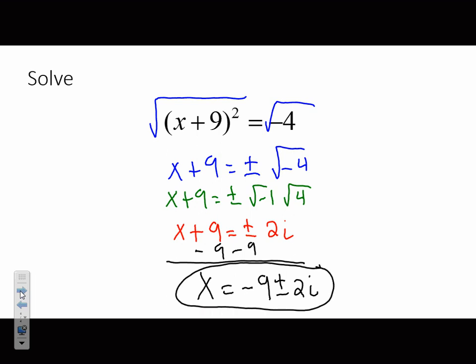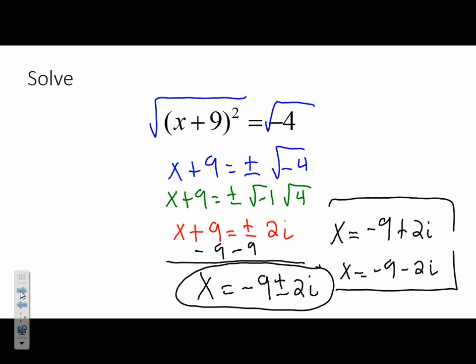Those are our 2 answers. One would be x equals negative 9 plus 2i. The other one would be x equals negative 9 minus 2i. So we have 2 answers.